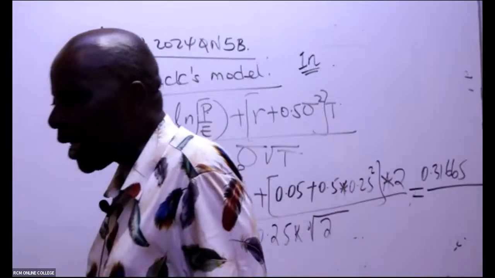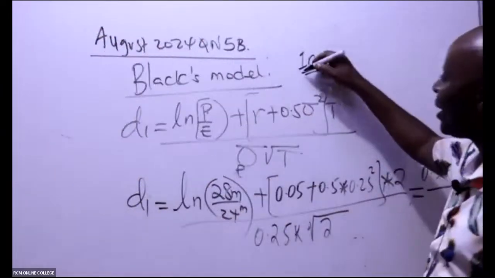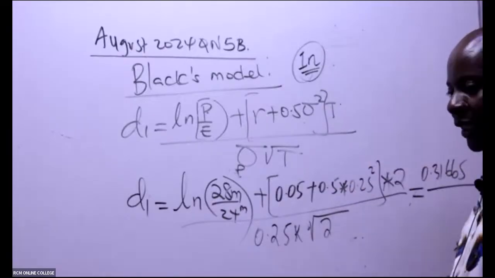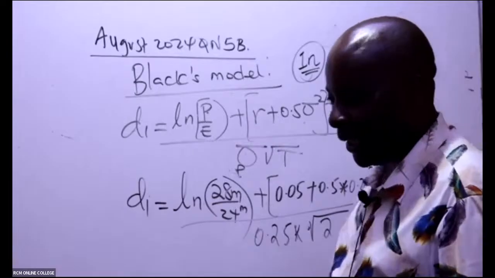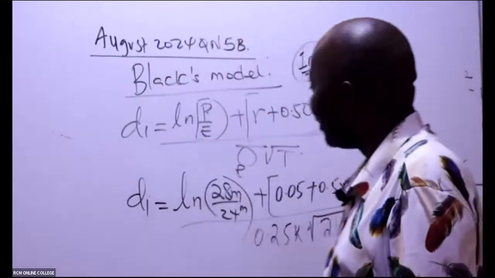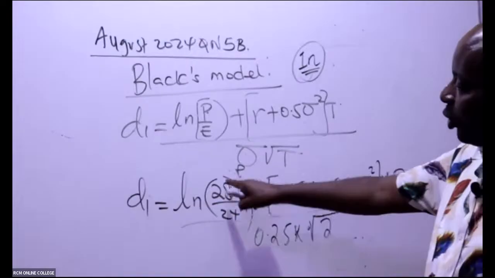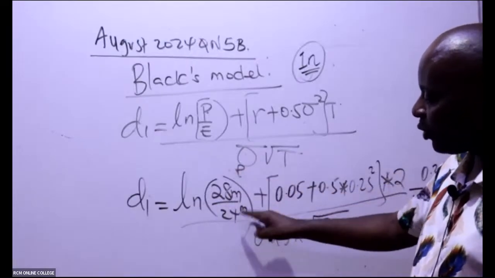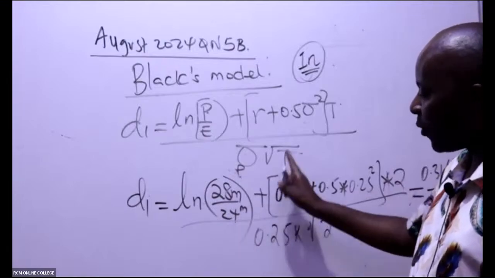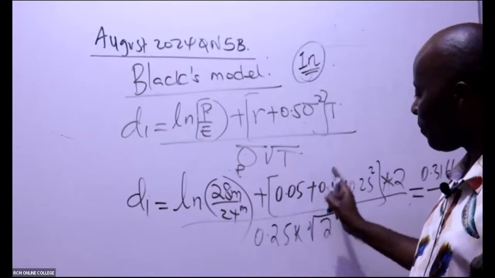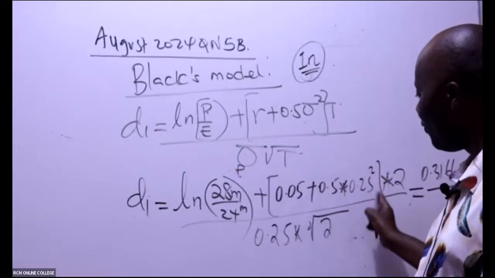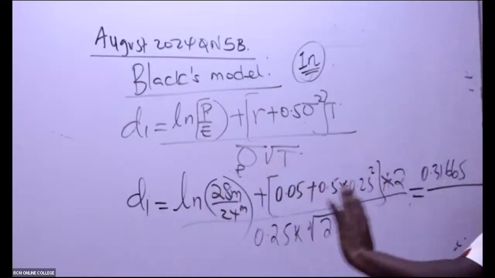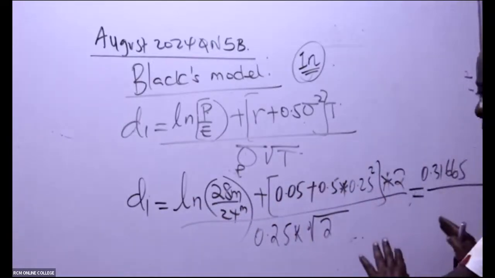Are you able to see where we have ln? It's written ln, just near the red thing where there are logarithms. And then you pick that ln. Don't forget to put this in brackets. So you say 28 million divided by 24 million, you close. Then you say plus, open brackets, 0.05 plus 0.5 times 0.25 squared, you close, times 2. Don't say equals anywhere in between. You can only say equals at the end of the day. So you're getting that 0.31665.